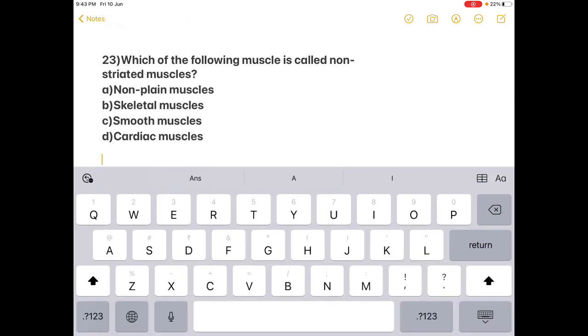Next question. Which of the following muscles is called non-striated muscles? Option A non-plain muscles, option B skeletal muscles, option C smooth muscles, option D cardiac muscles. Correct answer here is C. Smooth muscle is called non-striated muscles.